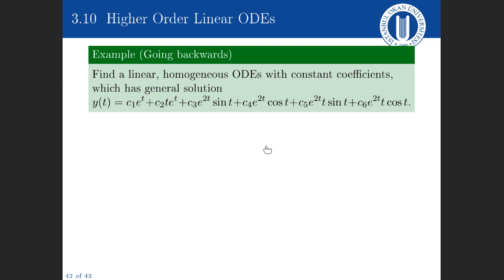For the final example of today, we get an example of going backwards. You'll find questions like this in the lecture notes for you to practice with. Let's suppose we're told a solution and we're asked to find a differential equation which has this solution. Find a linear, homogeneous differential equation with constant coefficients which has the general solution c1 e to the power t plus c2 t e to the power t plus c3 e to the power 2t sine t plus c4 e to the power 2t cos t plus c5 e to the power 2t t sine t plus c6 e to the power 2t t cos t.